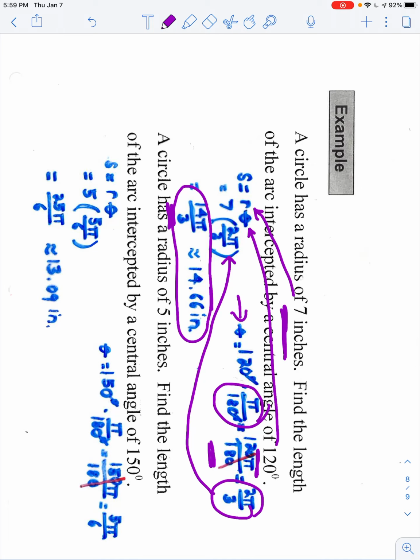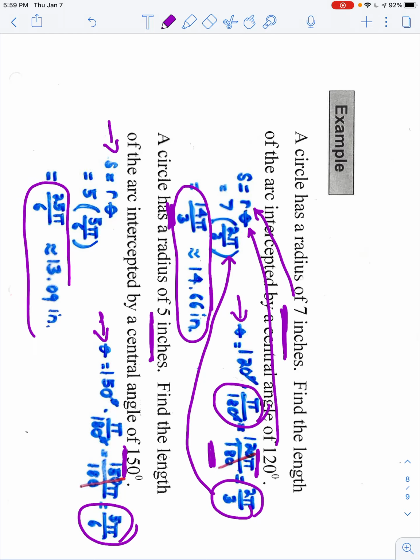The next example, similar. We've got 5 inches, 150 degrees. We convert 150 degrees to 5 pi over 6, and then we plug in with the radius and the angle in radians. We get 25 pi over 6, or about 13.09 inches.